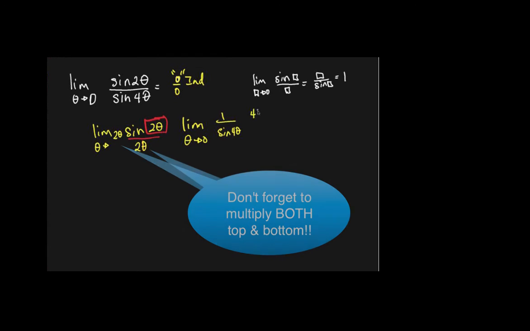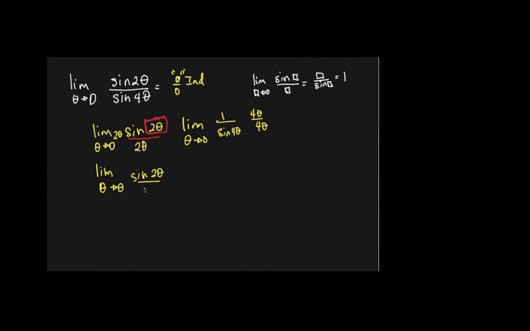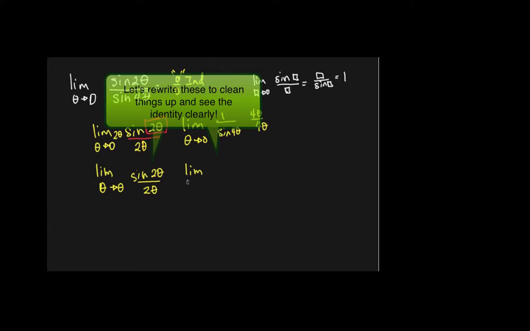Same thing goes over here, that it would be a 4 theta. Now we're going to write it in a way that we can see our identities clearly. We're going to have limit as theta approaches 0 of sine 2 theta over 2 theta, and then times limit as, because it doesn't matter what order you multiply in, 2 times 3 is still 3 times 2. When you get to this stage, you write one more limit for everything that you didn't write down so far. So what have I not written down?